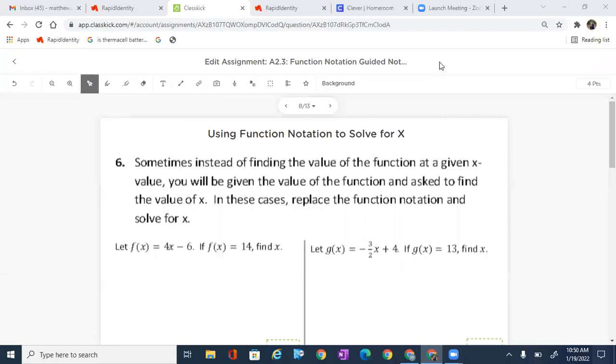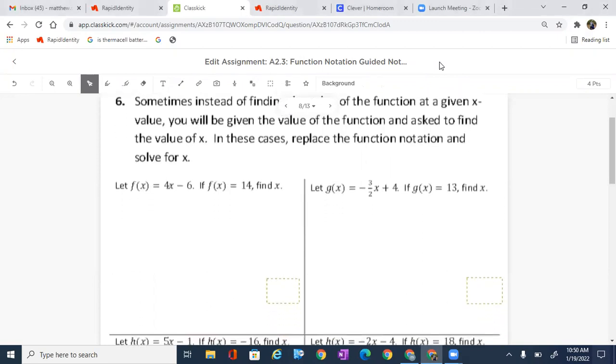Let's use function notation to solve for x in an equation. So let's go ahead and start. It says, let f of x equals 4x minus 6. If f of x equals 14, find x.